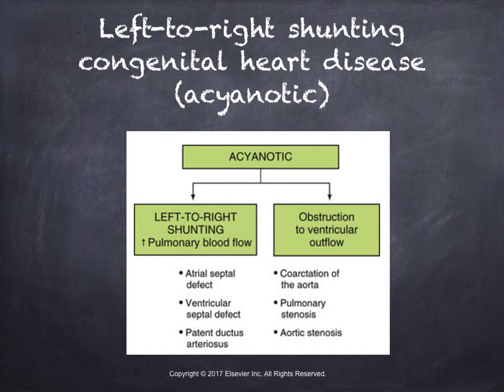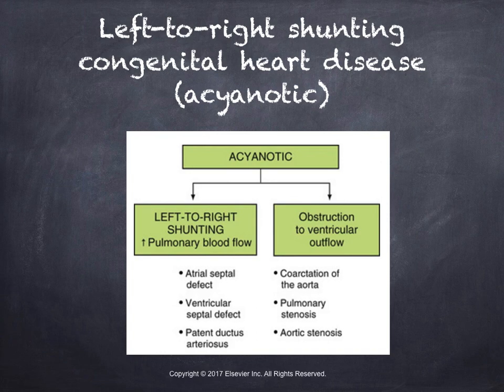Fortunately, the acyanotic heart defects are more common, and those include the ASD, the VSD, the PDA, the coarct, some cases of pulmonary stenosis, although pulmonary stenosis can be a cyanotic condition. And basically, conditions like these lead to increased pulmonary blood flow or obstruction of ventricular outflow. So conditions that cause increased pulmonary blood flow are the ASD, the VSD, and the PDA.